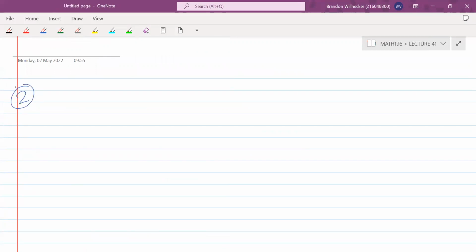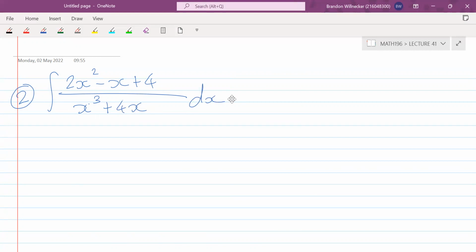Okay, so here we have the integral of 2x squared minus x plus 4 all over x cubed plus 4x dx. Okay, so we want to figure this one out. Now remember, we need to check that the degree of the numerator needs to be less than the degree of the denominator. Quick check here. We've got a 2 for the numerator, 3 for the denominator. So that's fine. We don't need to do the long division.